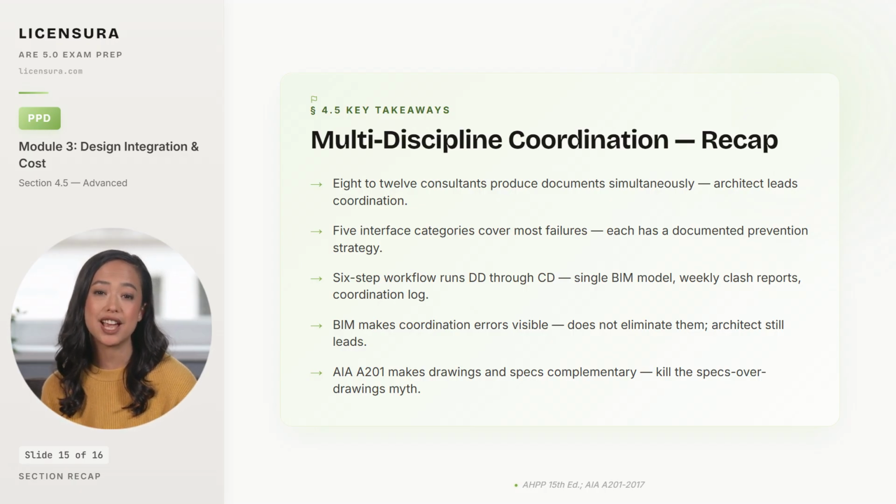BIM makes coordination errors visible earlier, rather than eliminating them, and the architect still has to lead meetings, assign action items, and verify resolutions. The candidate who answers that BIM solves coordination fails the question on the exam. And finally, AIA A201 makes drawings and specifications complementary with no automatic precedence. Kill the specs-over-drawings myth before it costs the architect the question on the exam and the dispute on the project.